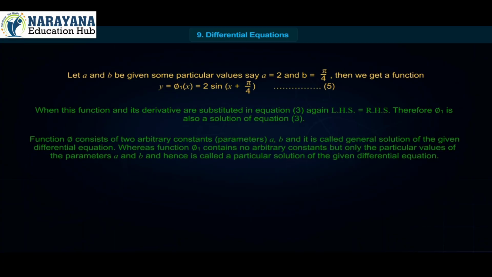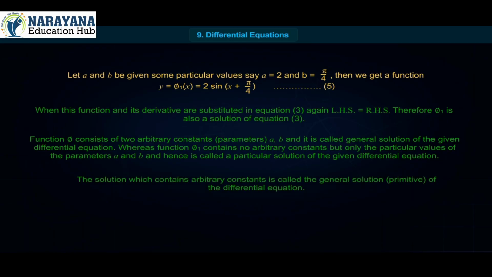Function phi consists of two arbitrary constants, that is parameters a, b, and it is called the general solution of the given differential equation, whereas function phi 1 contains no arbitrary constants but only the particular values of the parameters a and b, and hence is called a particular solution of the given differential equation.